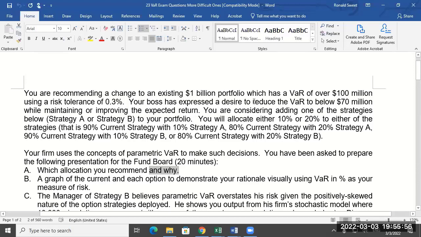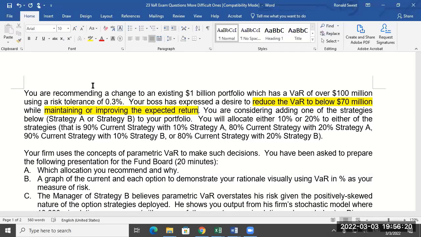Reduce the VAR, and very specifically, so if you have a strategy that's 83 million, but has a higher return, you say, well, no, they want it below 70 because they didn't say improve the return, did they? Maintain or improve the return. So what if one gives you an $80 million VAR, but the return goes up, and the other one gives you a 65 million, but the return stays the same? They want the latter one, all right?